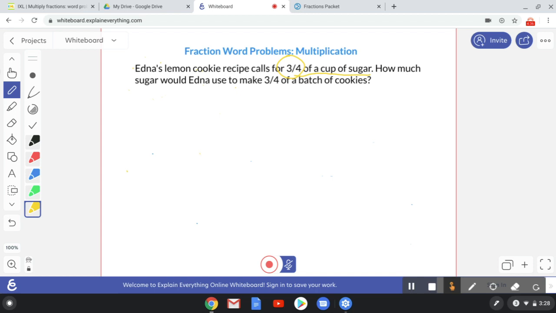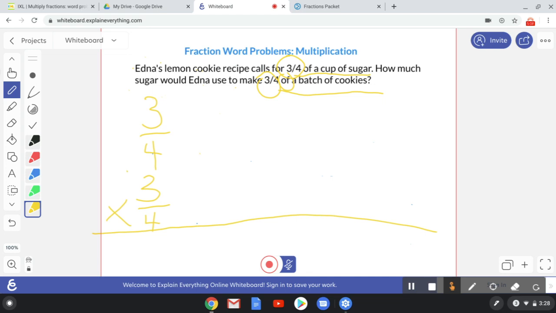How much sugar would Edna use to make 3/4 of a batch of cookies? So in this case, I have the 3/4 sugar. That's how much sugar the recipe calls for, but I only want to make a part of that recipe, a portion of that recipe, which is 3/4 of the batch. So I'm going to then multiply by 3/4. Of means to multiply.